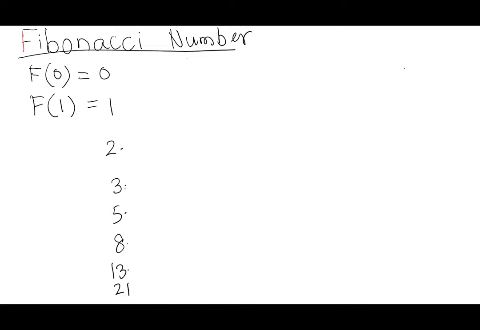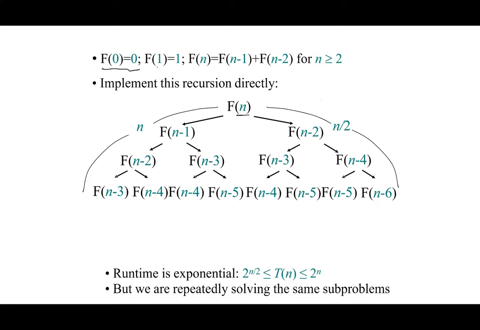So the zeroth Fibonacci number is 0. First Fibonacci number is 1. So we can define any, say, nth Fibonacci number as a summation of the n minus 1 Fibonacci number plus n minus 2 Fibonacci number if n is greater than or equal to 2. So we take the summation of the previous two Fibonacci numbers to get the current Fibonacci number. And this is the recursive case. And this is the base case. We have two base cases here.